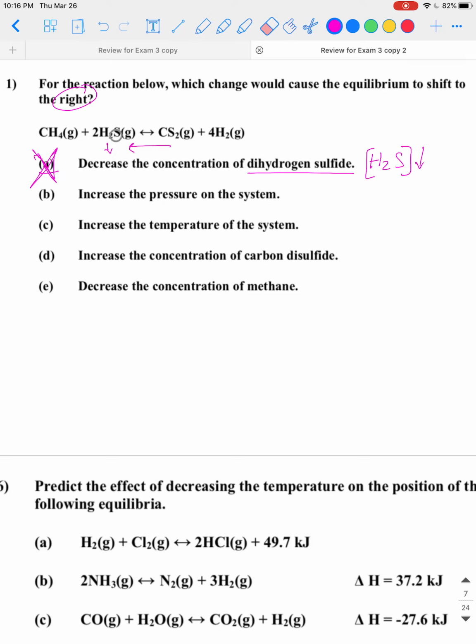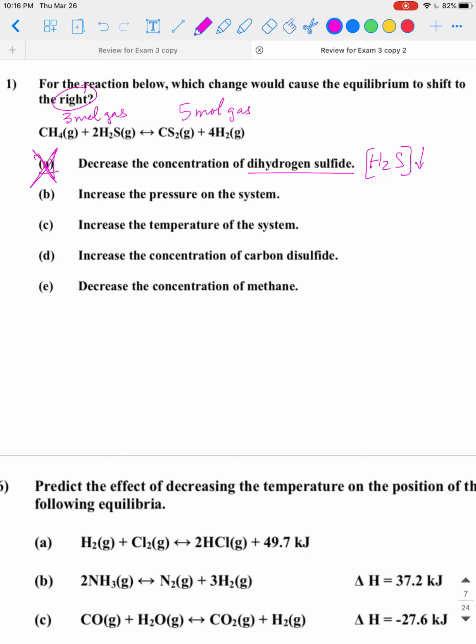Okay, let's look at the second scenario. We're going to increase the pressure on the system in B. Remember when you're predicting how equilibrium shifts based on pressure changes, you need to examine how many moles of gas you have on each side. If we're looking at the reactant side, I have 1 mole of CH4 and 2 moles of H2S, so total that is 3 moles of gas. On the product side, I have 1 mole of CS2 gas and 4 moles of hydrogen gas. That is 5 moles of gas.